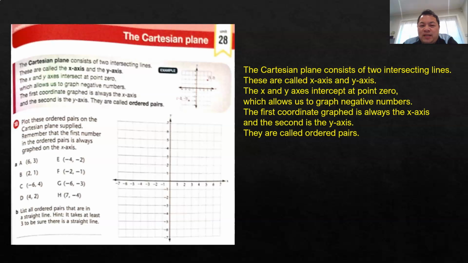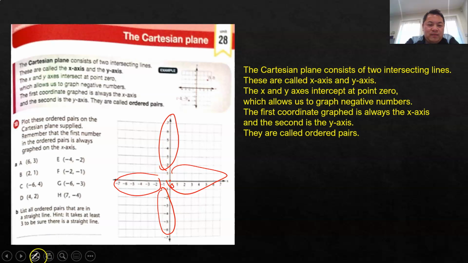The x and y-axis intersect at point 0. This is the origin. There are negative numbers on this side, and positive numbers here. The negative numbers are here, and the positive numbers are here. Take note of that.